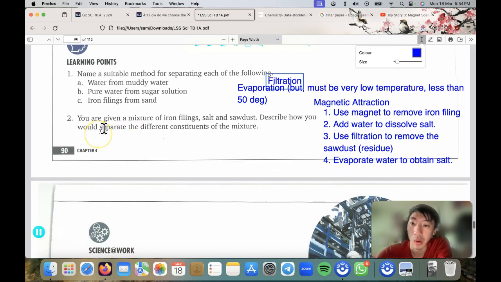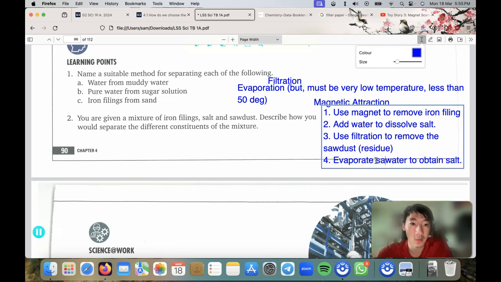Okay, now, number 2. What will you do if you are given a mixture of iron filings, salt, and sawdust? How can we separate all of these different constituents of the mixture? Okay, so first of all, I use a magnet to remove the iron filings. That's the easiest part. I then add water to dissolve the salt, and then I use filtration to remove the sawdust. The sawdust will be the residue, and the salt water will be the filtrate. I then evaporate the salt water to obtain the salt. So I get my 3 things: iron filings, salt, and sawdust.